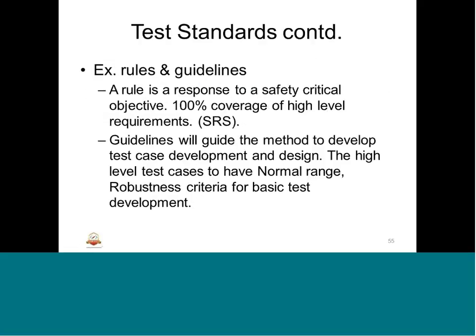For example, a rule responds to a safety critical objective of 100% coverage of high level requirements. That means this rule says the tester has to cover 100% of the requirements. And there could be some guidelines which will guide the method to develop and design test cases. A high level test case can have a normal range, robustness, etc. So all this design of the test cases in terms of test inputs and conditions will be part of the test standard.